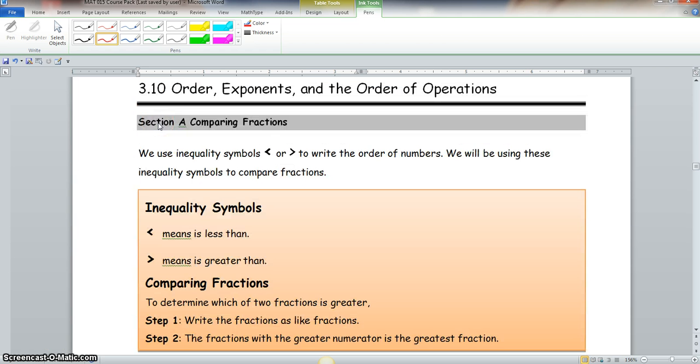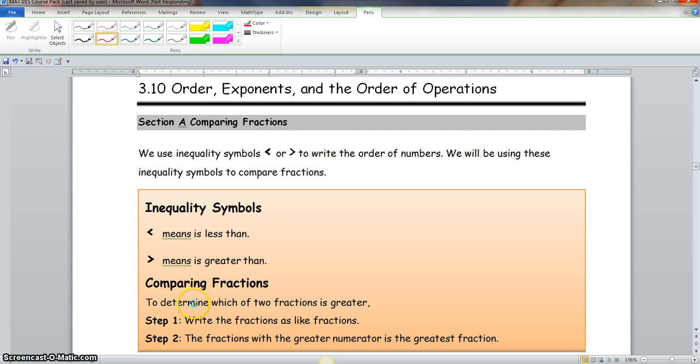Now we start section 310. We have order, exponents, and other operations. Section A, we're comparing fractions. We use inequality symbols, less than or greater than, to write the order of numbers. We will be using these inequality symbols to compare fractions. Inequality symbols. This means less than, this means greater than.